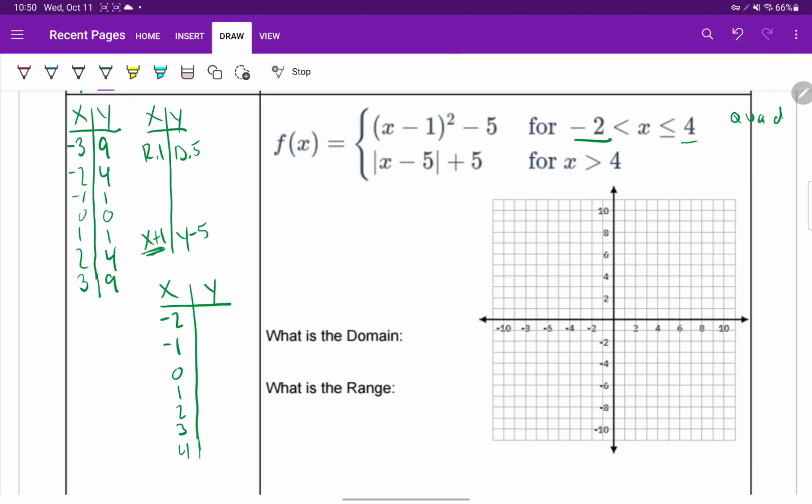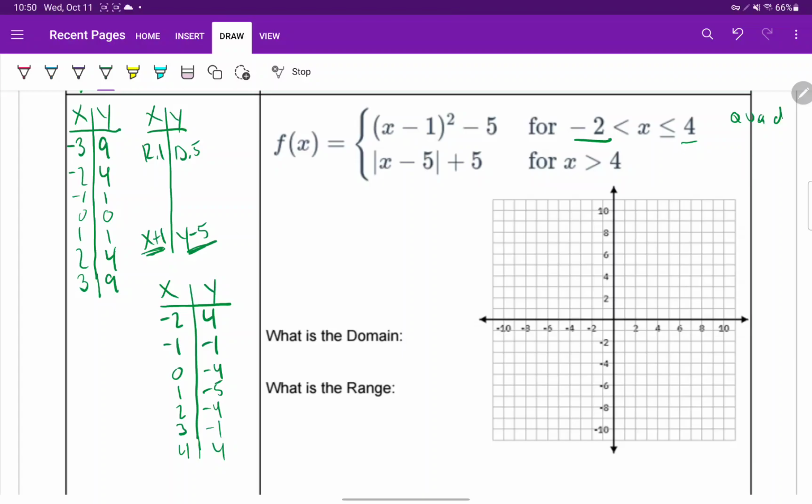So for our y values now, 9, 4, 1, 0, 1, 4, 9, the rule says y minus 5. So 9 minus 5 is 4. 4 minus 5 is negative 1. 1 minus 5 is negative 4. 0 minus 5 is negative 5. 1 minus 5 is negative 4. And 4 minus 5 is negative 1. And 9 minus 5 is 4. All right. So that is my transformed one.